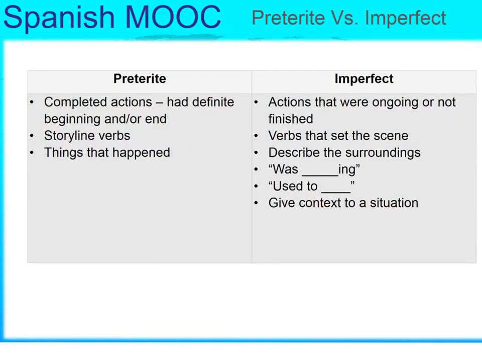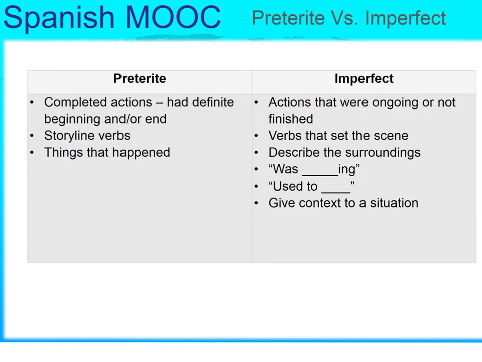So, for example, if I wanted to say, while I was walking, I fell. While I was walking would be the imperfect part of the sentence, and I fell is the storyline, the plot, the action word. So while I was walking gives context to the having fallen, what was happening when I fell.